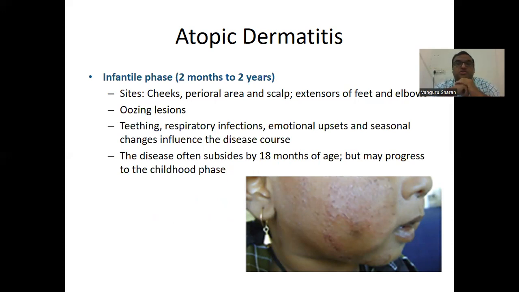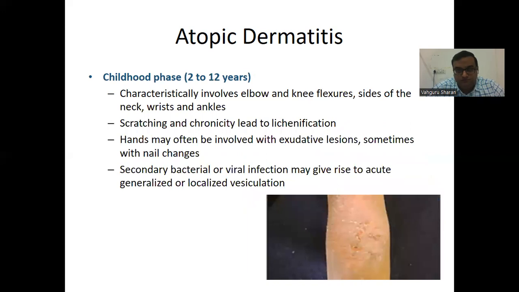Teething, respiratory infections, emotional upsets, and seasonal changes influence the disease course. The disease course often subsides by 18 months of age, but may progress to the childhood phase. Childhood phase is 2 to 12 years. It characteristically involves elbows and deep flexures, sides of neck, wrists, and ankles.